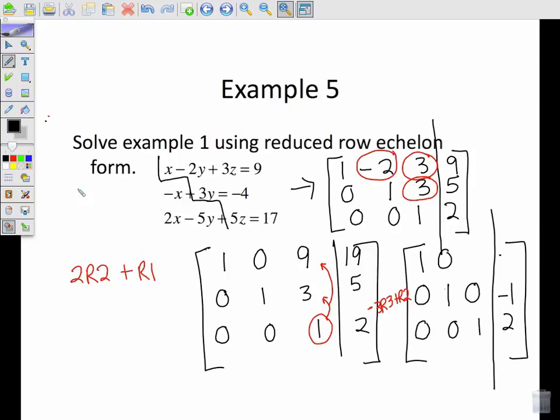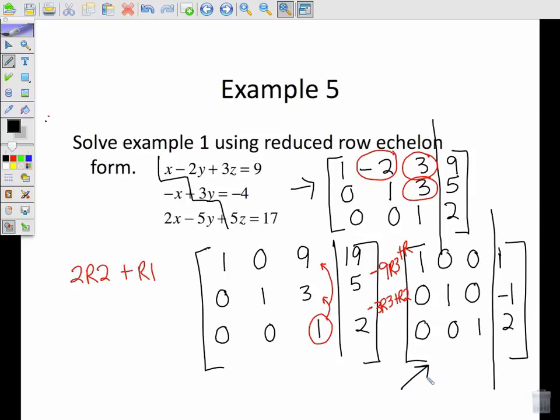I replaced my middle row, and now I'm going to replace my final row, row 1. In order for me to do that, I need to multiply row 3 by negative 9 and add it to row 1. Let's see what that last element is. We would get the 1, we would get the 0, and negative 9 plus 9 is 0. And multiply again here, so negative 18 plus 19 is 1.